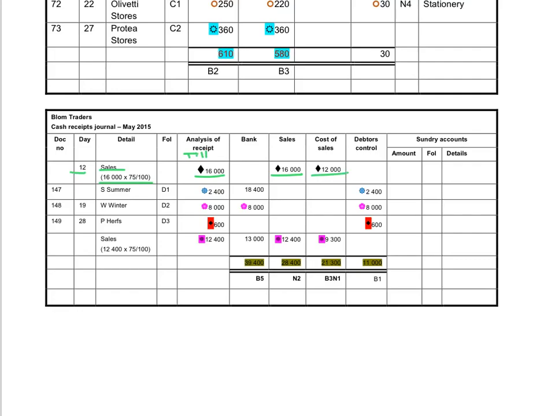That was not the only entry on the 12th. We also received money from S. Summer on the 12th. We gave him a receipt as proof that he paid his account, so that we can't ask him in the future to pay the account again. This money will be put into the till, and we will show that the debtors control must decrease with the 2,400. This is the last entry on the 12th. So we received 2 lots of money on the 12th, and I will add up those amounts and indicate that the total amount that will go to the bank will now be 18,400.